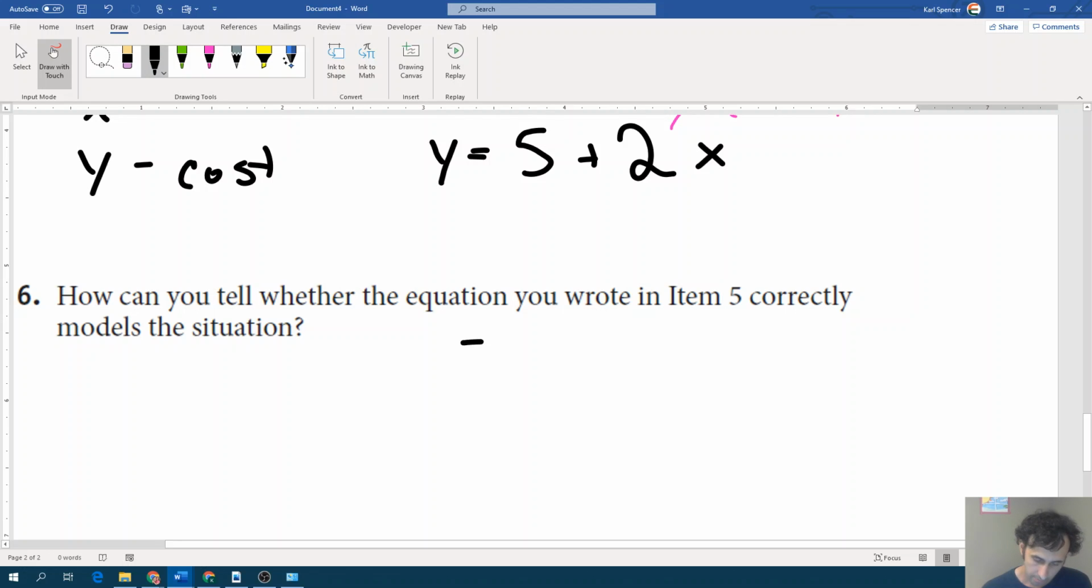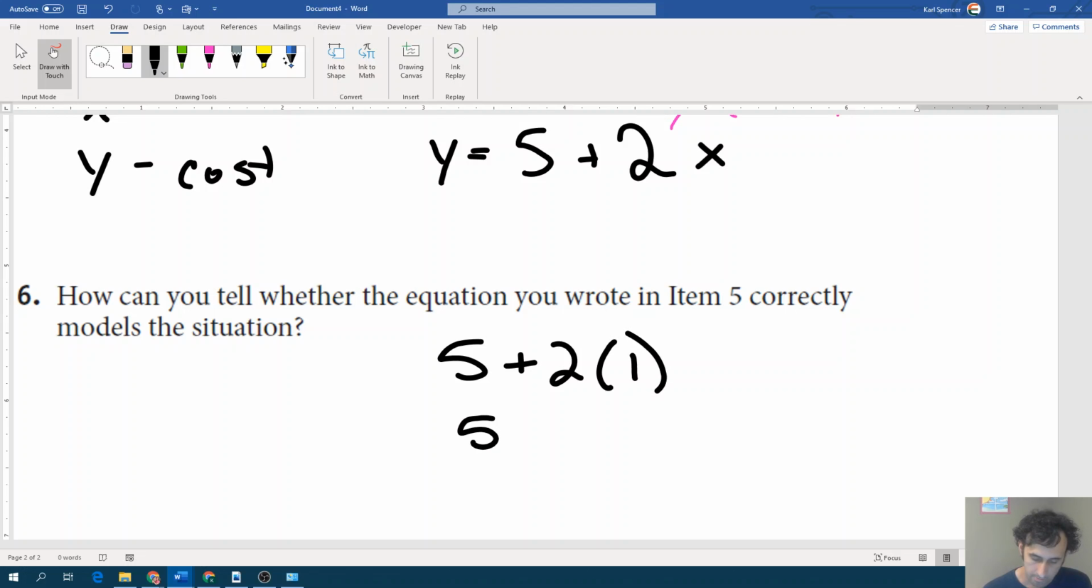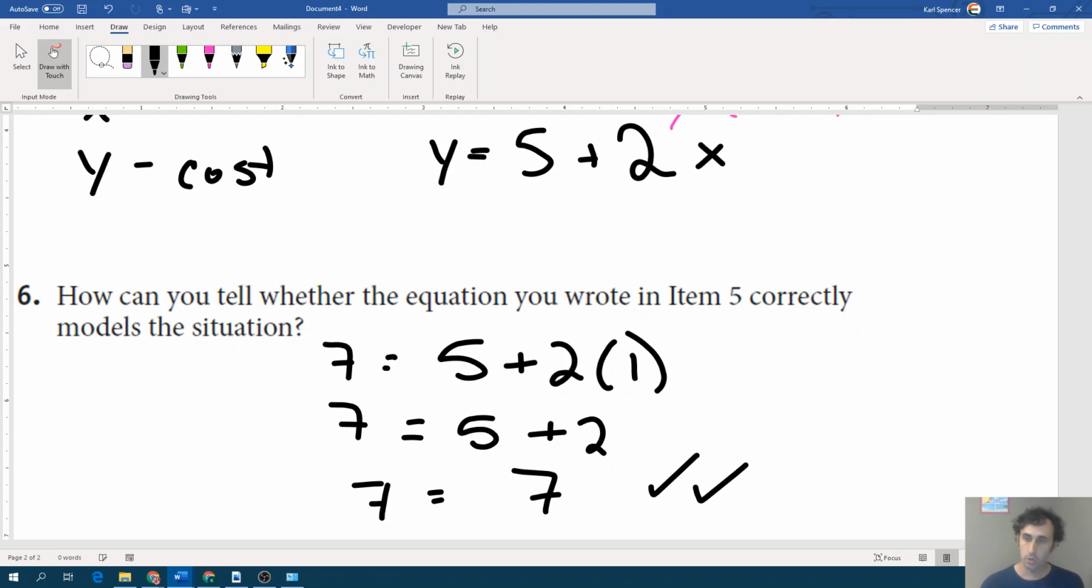So if I did 5 plus 2 times 1, if I solve this out, do I get that? Does it equal out to 7? Hey, it does equal out to 7. So that means our equation is correct. The equation we wrote in step 5 is actually this equation in two variables that represents the situation.